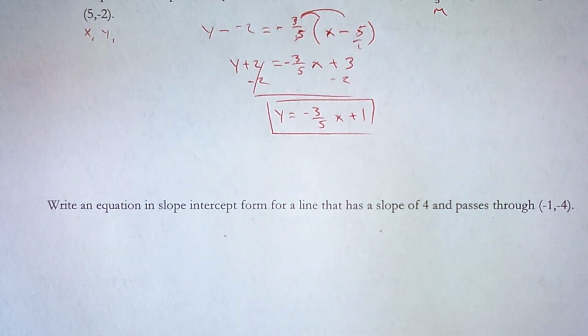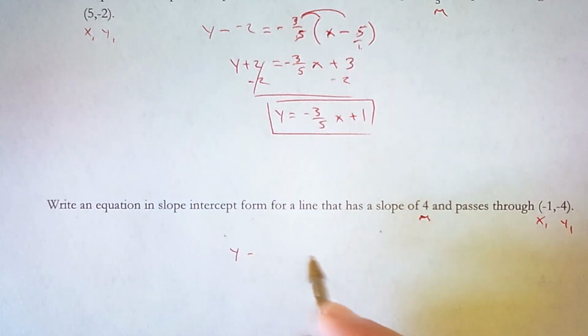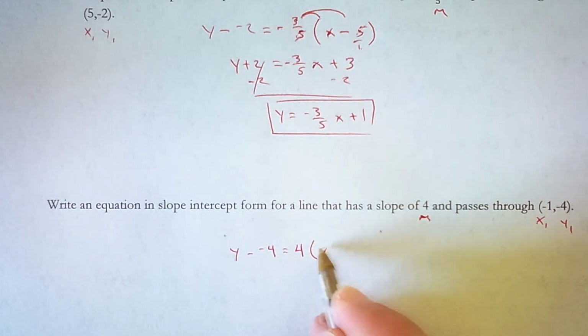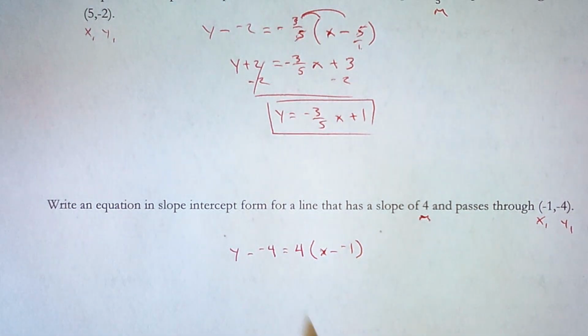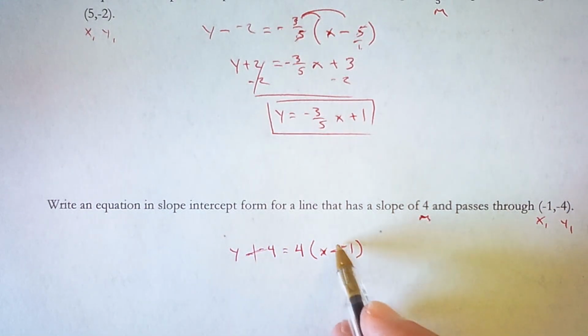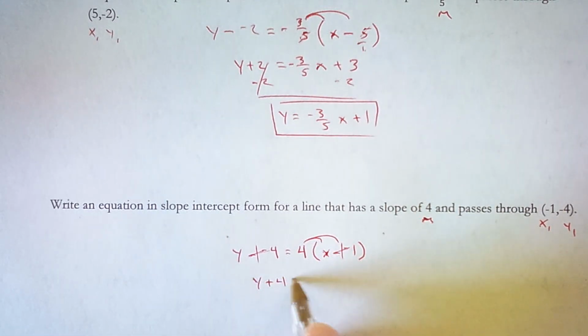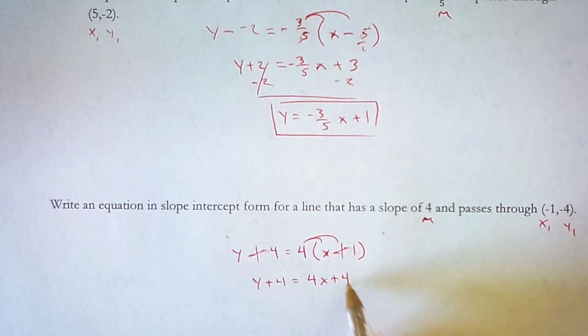Okay, so we're going to do another one like that where the slope m is 4 and the point x1, y1 is negative 1, negative 4. So we've got y minus y1, negative 4, equals m, 4, times x minus x1, which is negative 1. Now this minus negative, I'm just going to change that. Minus negative is plus. Minus negative here also is plus. And I'm going to distribute. Y plus 4 equals 4x plus 4.